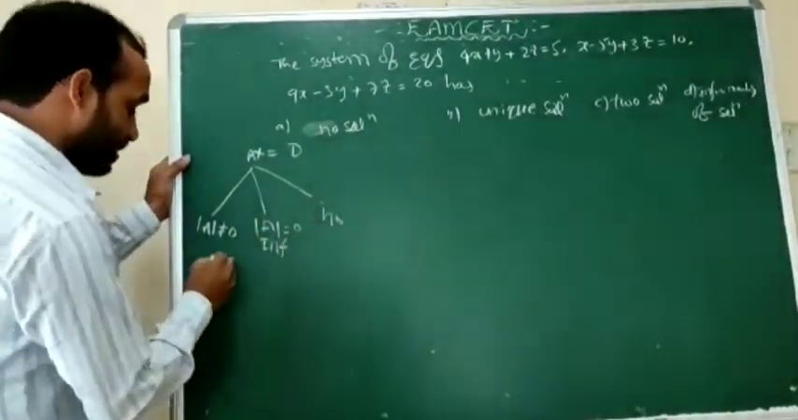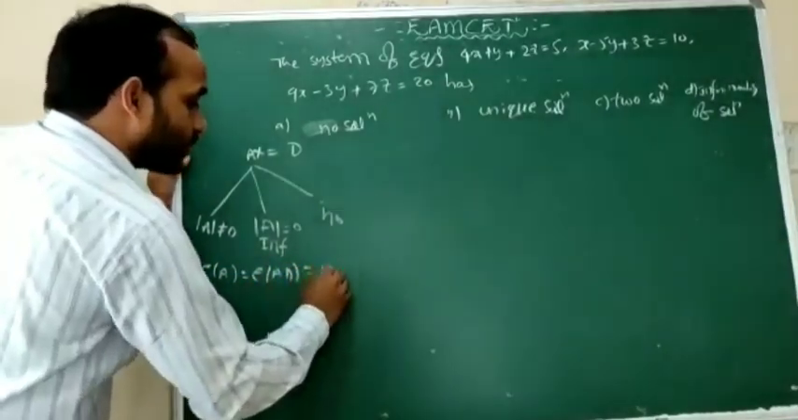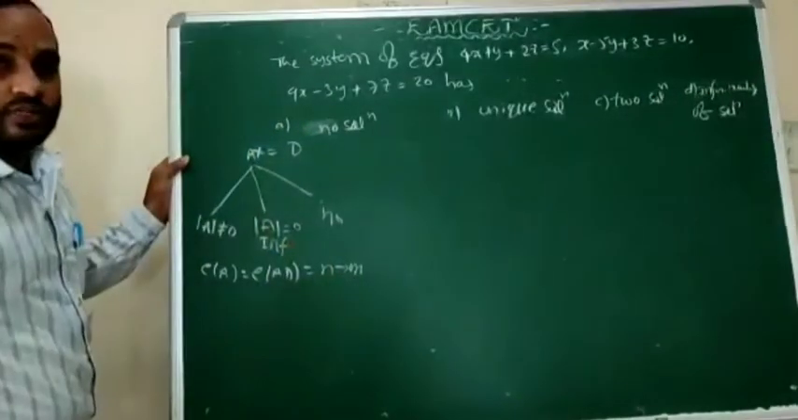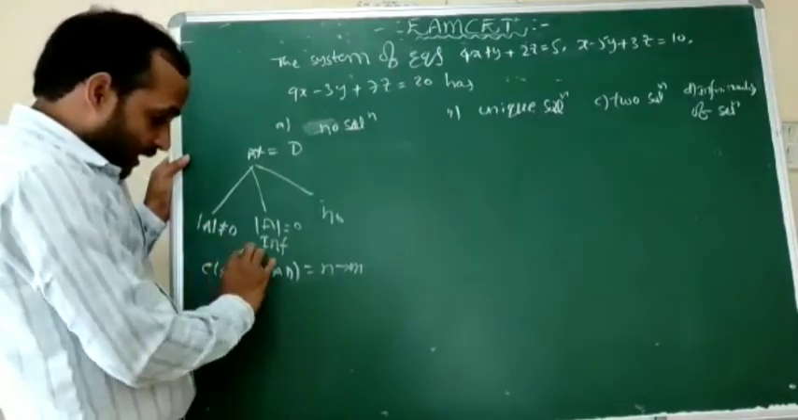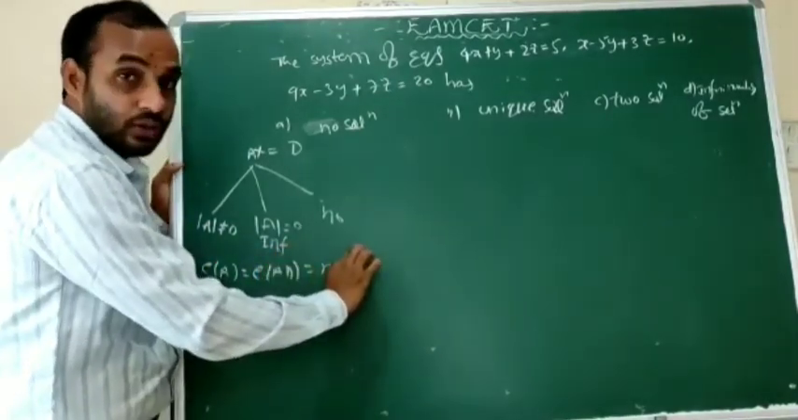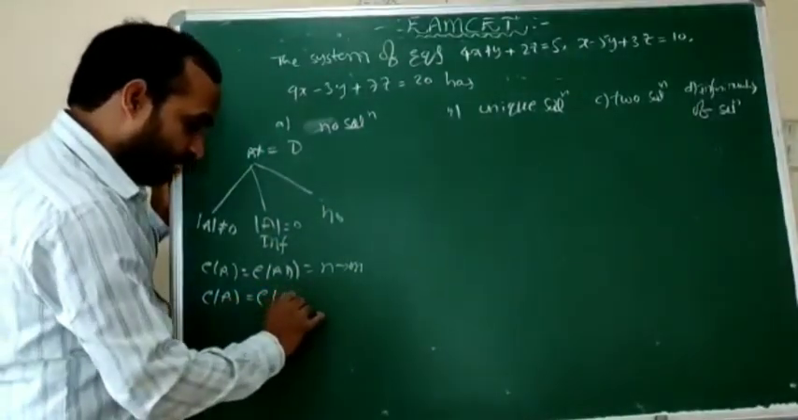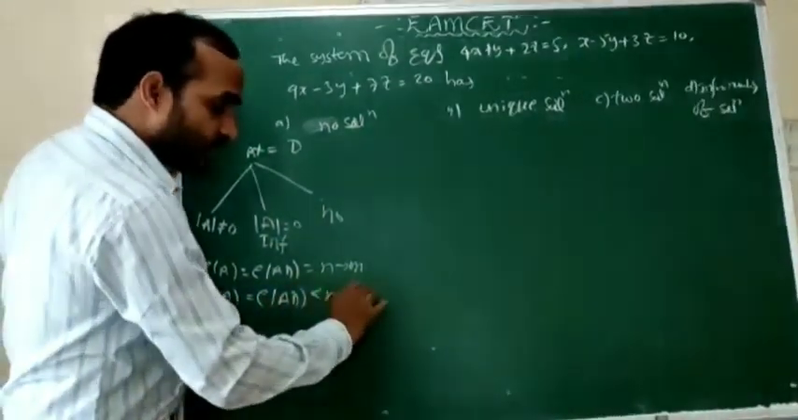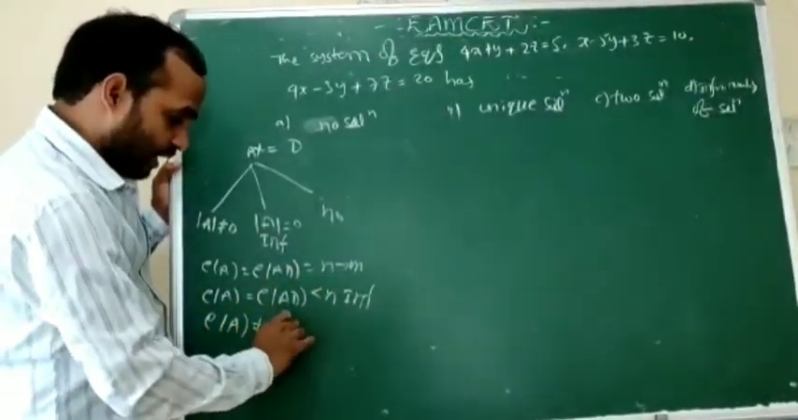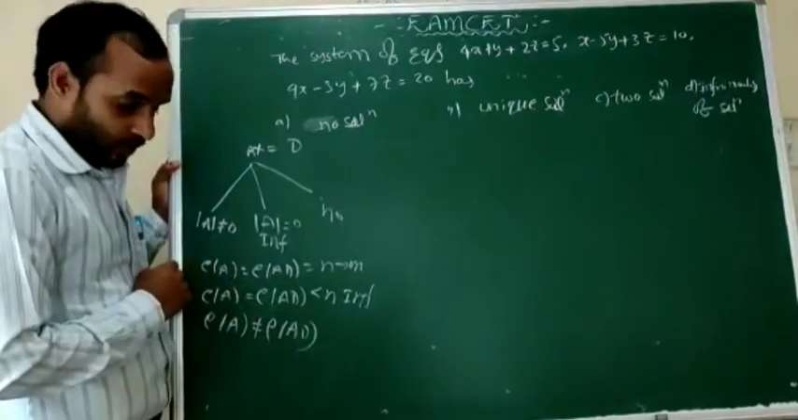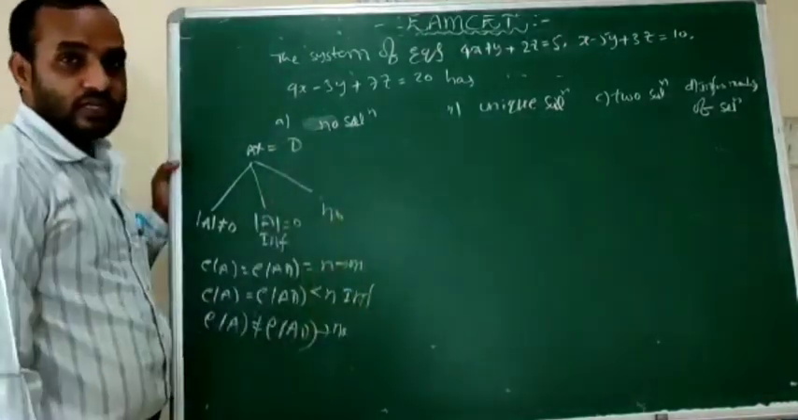When rank of A is equal to rank of AD is equal to n, it is called a unique solution, because of the augmented matrix. So rank of A is equal to rank of AD is equal to the number of unknowns, it is called a unique solution. Rank of A is equal to rank of AD is less than n: infinite number of solutions. Rank of A not equal to rank of AD: it is called no solutions exist.